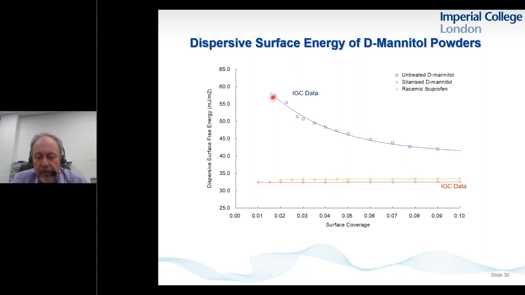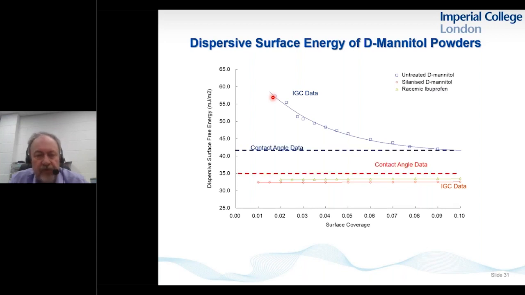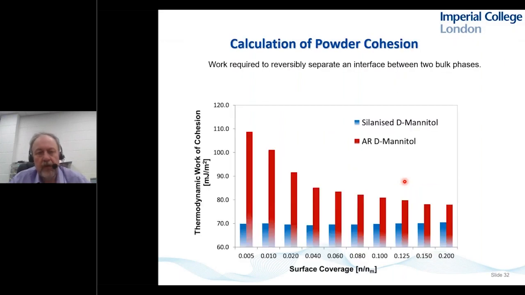If we go ahead now and plot this, this is the energy from contact angles, you can see within a couple of millijoules per meter squared, we have very good correlation between the contact angle data and the IGC data. So from our perspective, we're pretty confident that the IGC data reflects the data we see on single crystals. Now that we've got the data for silanized and as-received D-mannitol, we can calculate the works of cohesion, okay?